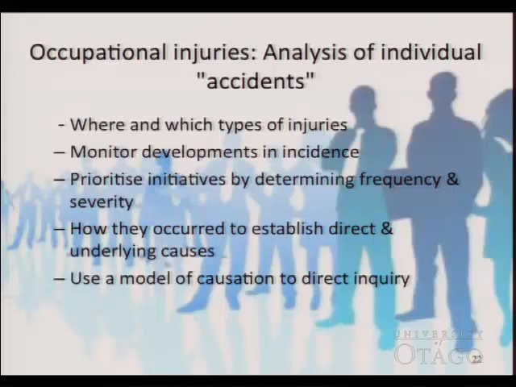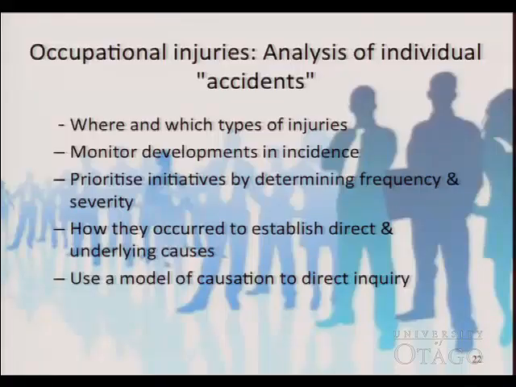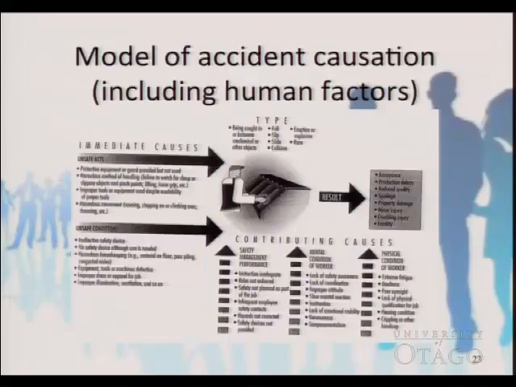So obviously if you're getting really frequent, high severity injuries, you obviously want to prioritise your initiatives to addressing those injuries. If you've got really frequent low severity injuries but maybe one high severity injury, you need to balance that up. Where can you make the biggest impact if you've got say a limited budget? So you want to look at the different patterns of injury to establish those direct and underlying causes, and using a model of causation can help direct how you look at inquiring into different causes of injury.